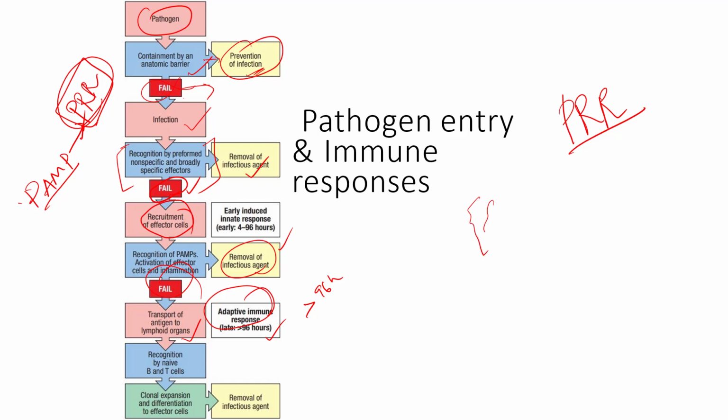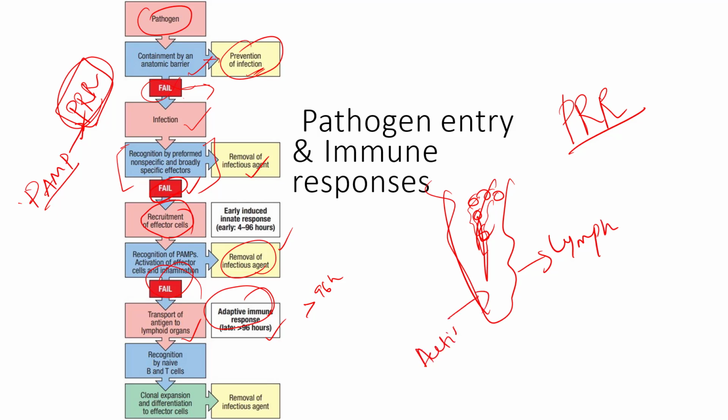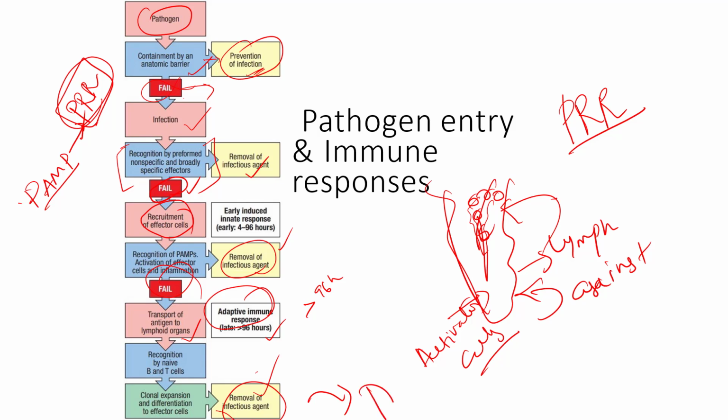Whenever the lymph node is there, the pathogen will be entrapped inside the lymph nodes. Then there are so many activator cells, and those activator cells will act against the microbes. Then finally the removal of infectious agents. If all of these fail, then finally the disease progression will be there. So whenever you get any kind of fever, these many processes are going on inside the body. Still, it is not able to protect the body properly.